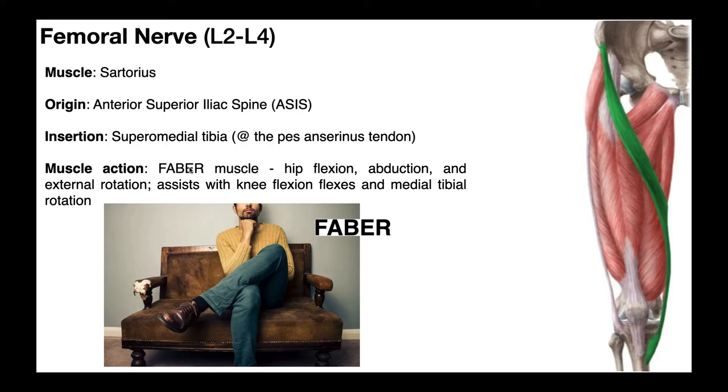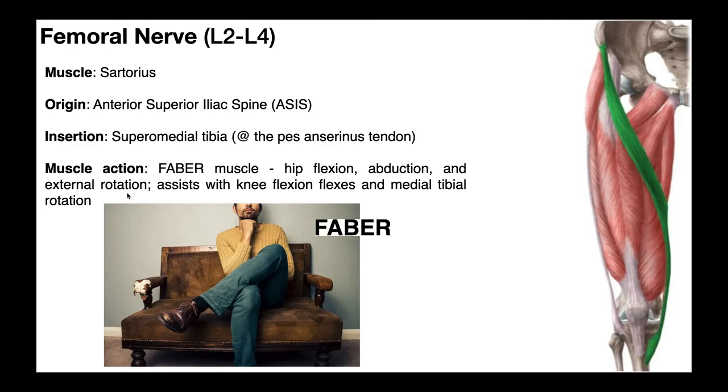Now, the sartorius is what we sometimes call the FABER muscle. You'll hear this term FABER quite a bit. FABER is an acronym for flexion, that's the F, abduction, that's the AB, and external rotation is the ER, so FABER. And it performs FABER at the hip. So that means the sartorius, when it contracts, it can facilitate hip flexion, hip abduction, and hip external rotation.